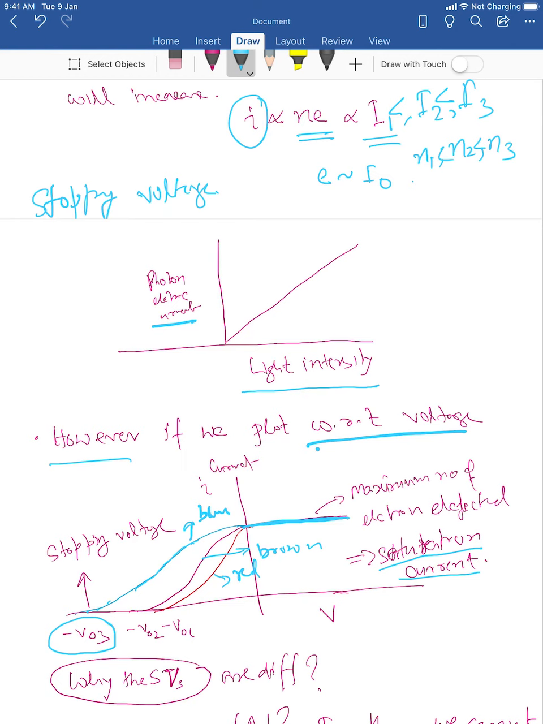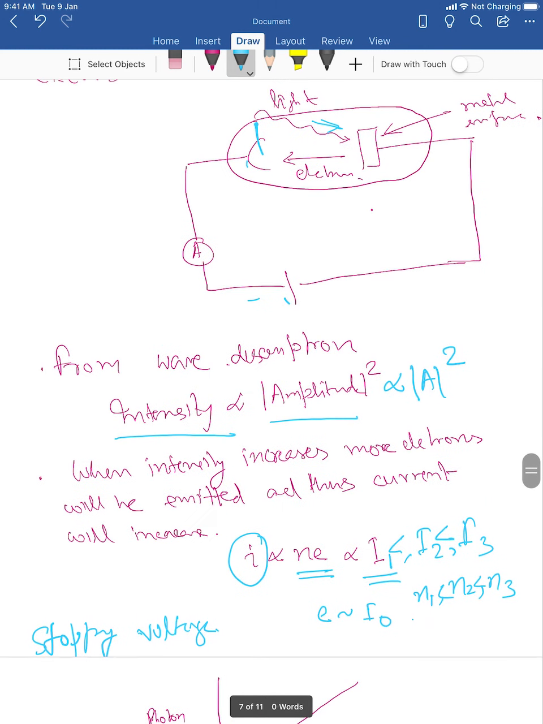But when you are putting the negative voltage to basically repel all the electrons, at some point to reduce the current to zero, you see your required voltage, this minus V10 and minus V20, are different. So that means if you change the light, even if you keep the saturation intensity or the maximum intensity the same, you still see the stopping voltages are different. Why the stopping voltages are different cannot be answered by this classical picture, if the intensity only depends on the amplitude of the wave.